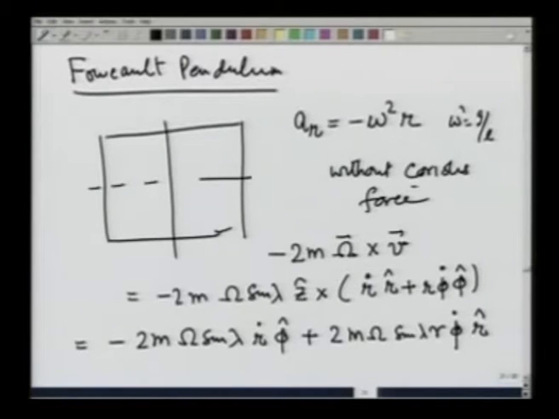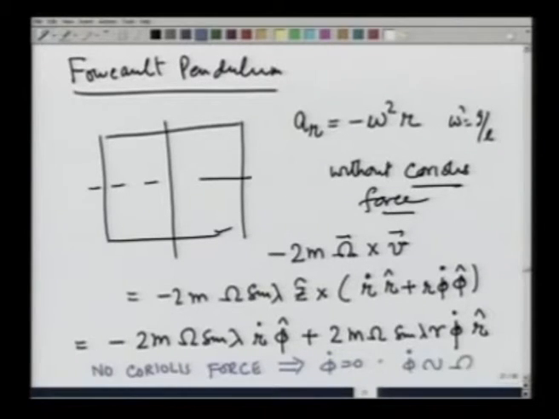Notice if there is no Coriolis force, then phi dot is 0. So no Coriolis force implies phi dot is equal to 0, and therefore phi dot we can expect to be of the order of omega. Therefore, in these two terms, omega times phi dot is going to be an order smaller than the first term. Let me write it clearly on the next page.